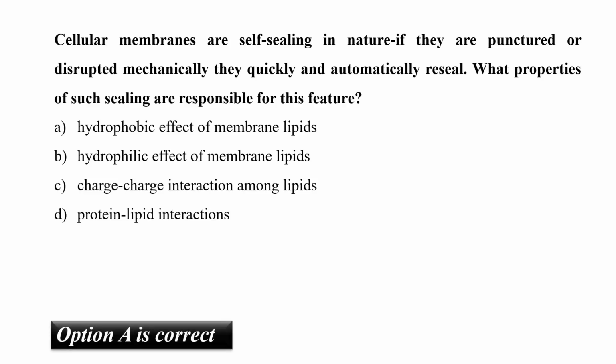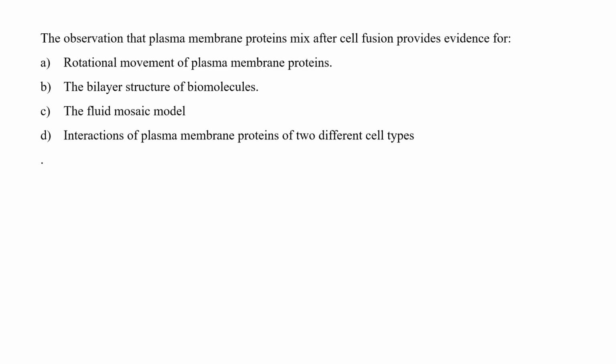आगे चलते हैं. The observation that plasma membrane proteins mix after cell fusion provides evidence for rotational movement of plasma membrane proteins, the bilayer structure of the biomolecules, the fluid mosaic model, or interaction of plasma membrane proteins of two different cell types. An experiment performed by Frye and Edidin provided evidence in support of the membrane fluidity and dynamism. First, you need to understand what was the previous model.